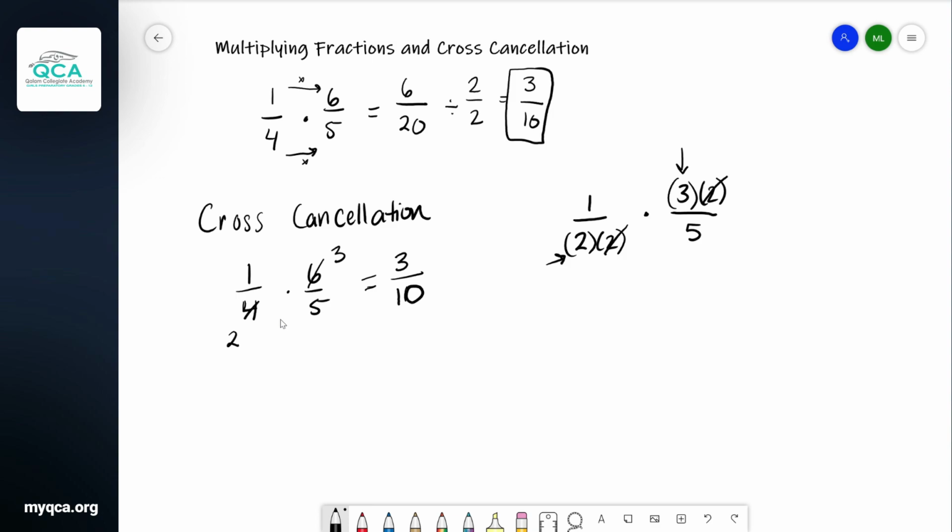So you see here, you get the same answer with cross-cancellation that you get if you simplified the answer you first got, with 6 divided by 2 and 20 divided by 2 equals 3/10. So you get the same answer. Again, I think that cross-cancellation is faster, but you can also choose to use the other method. Again, whatever helps you.